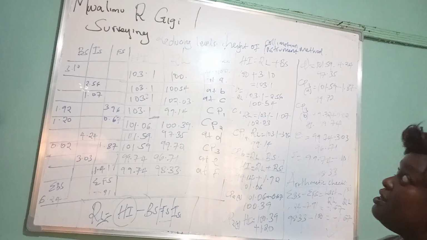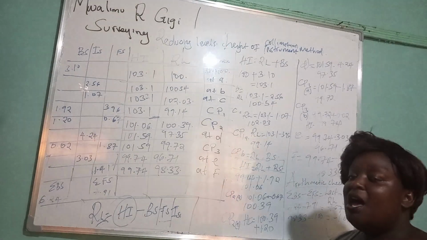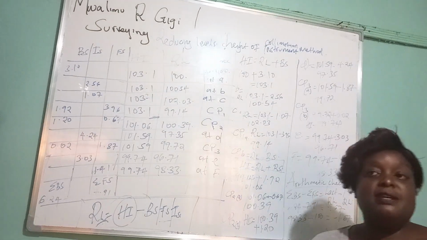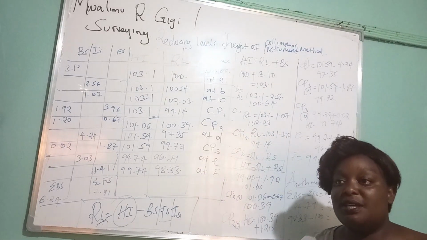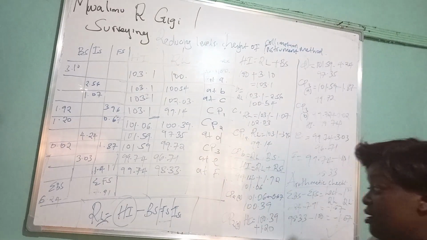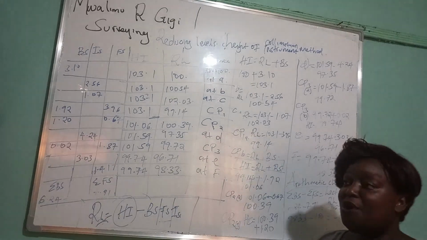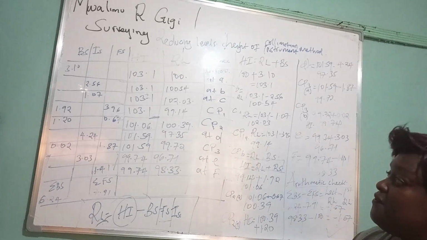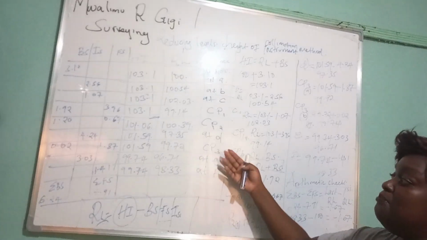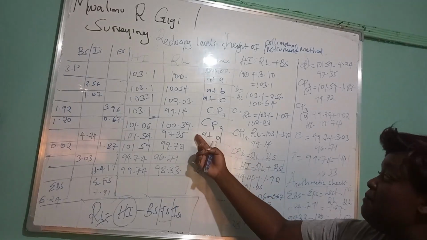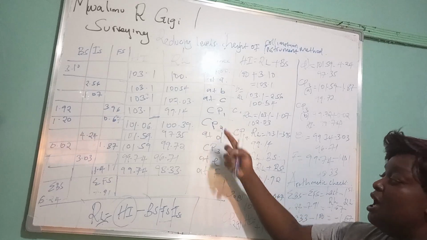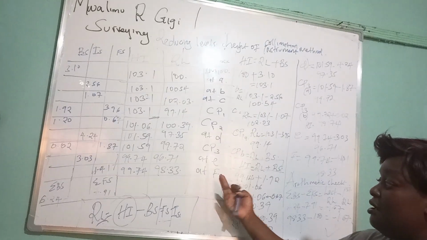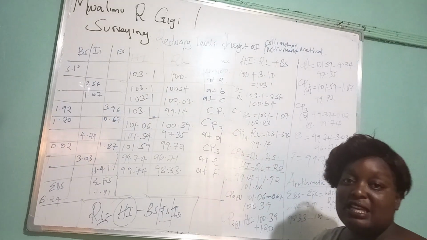We use the height of collimation method, and we also have the rise and fall method. So that is all for today. We want to see if the benchmark is given maybe at point D, or at a change point, or at F. So we will be looking at that in the next video.